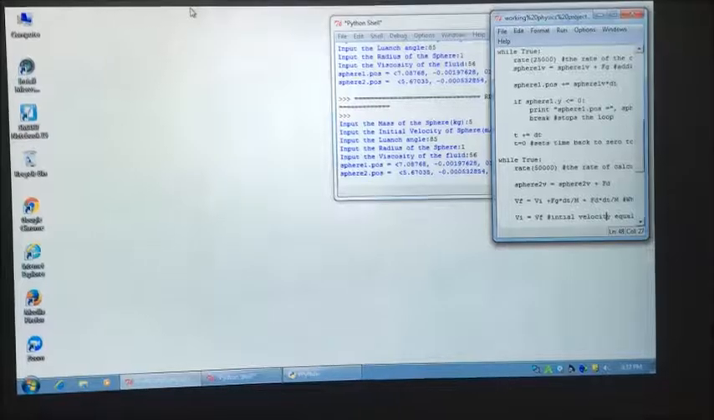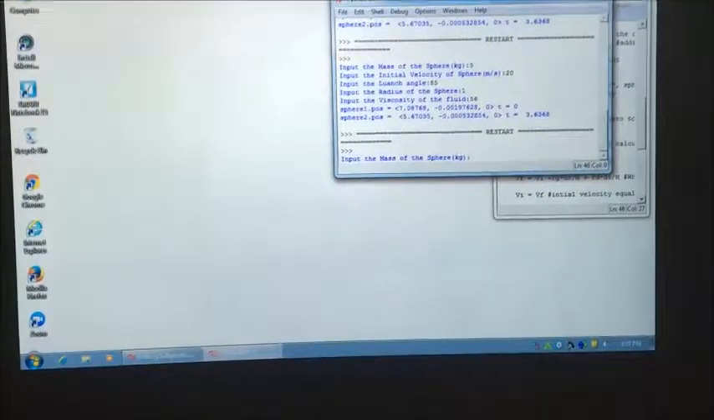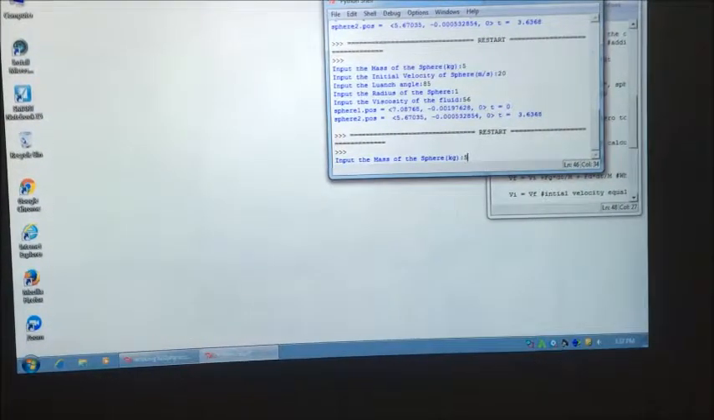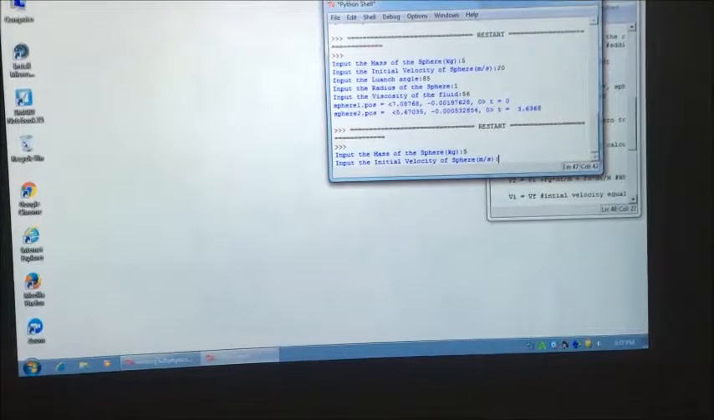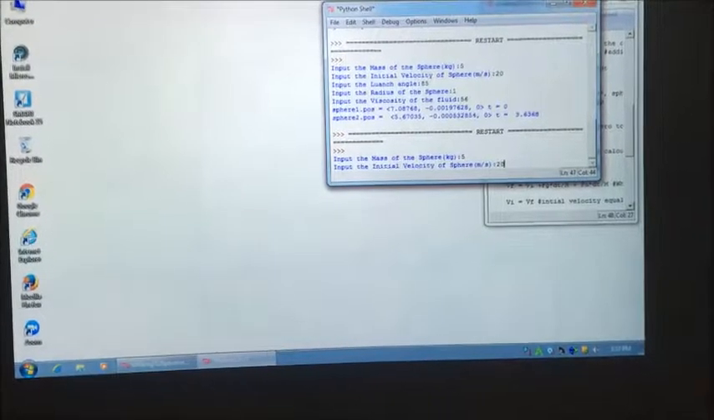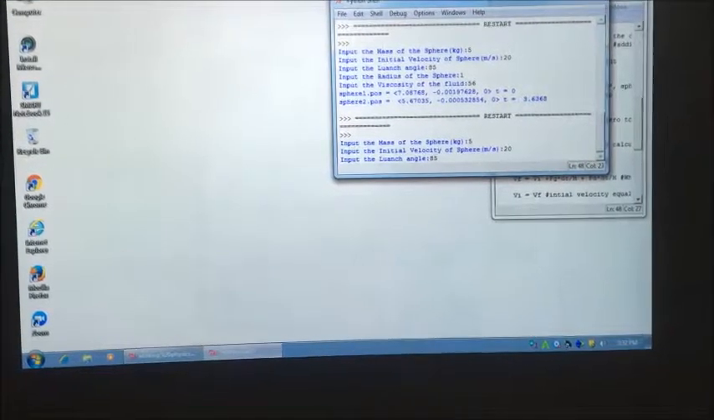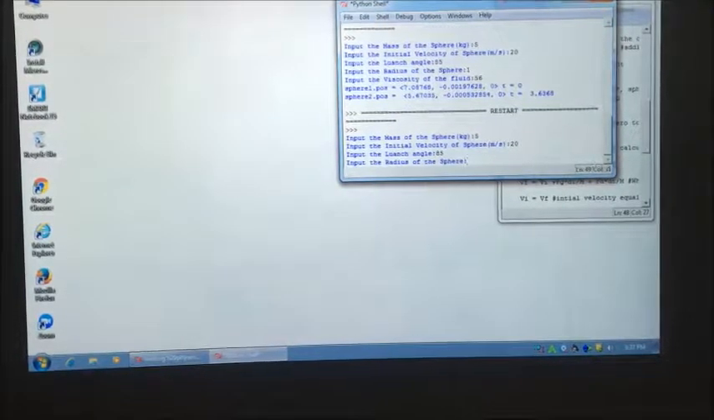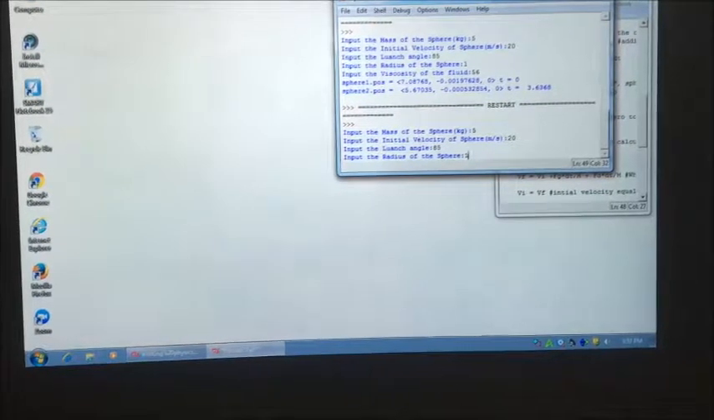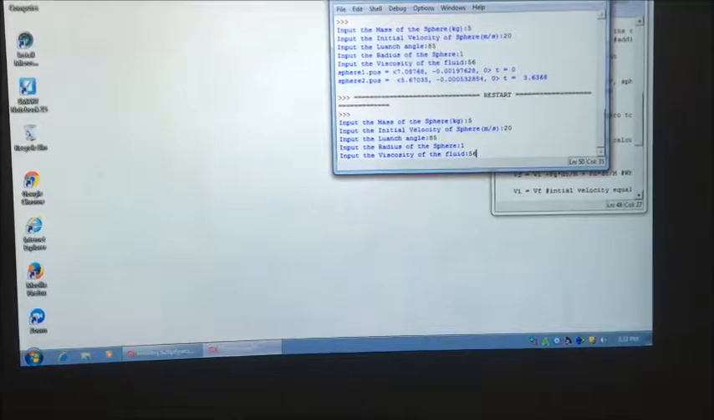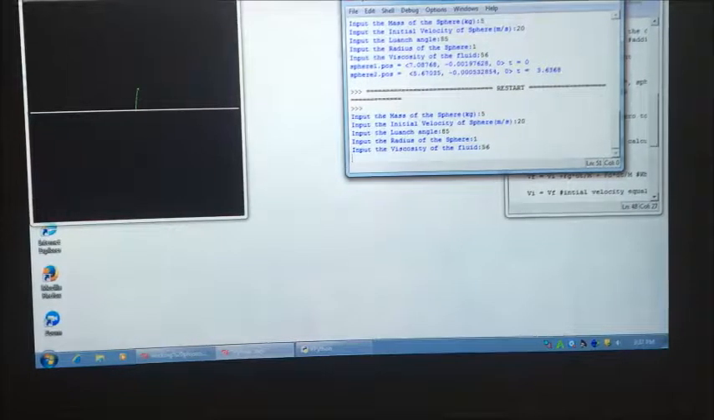Okay, so now we're going to run the whole program so you can see how it works. So now we're going to input the mass, which is going to be in kilograms. We're going to use 5. For the initial velocity of the sphere, we're going to use 20 meters per second. For the launch angle, we're going to use 85 degrees. For the radius of the sphere, we're going to use 1. And for the viscosity of the fluid, we'll use 56.